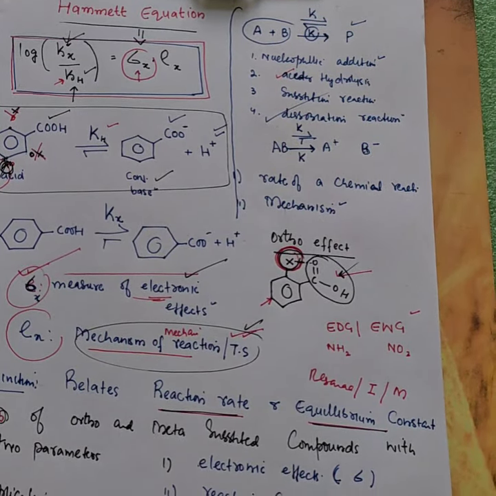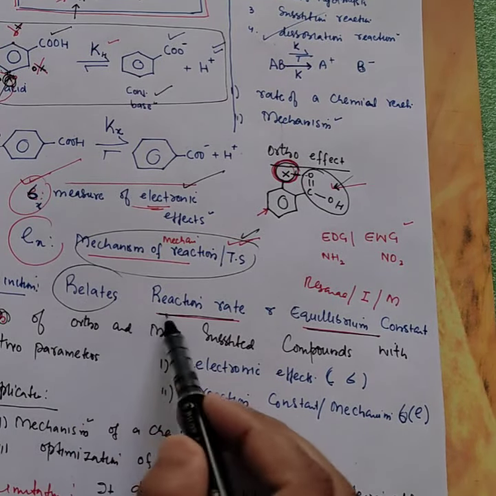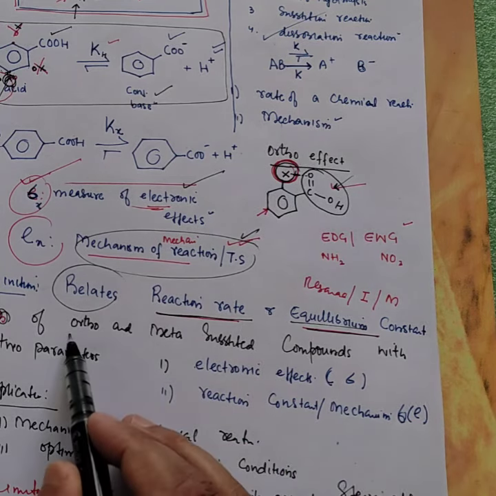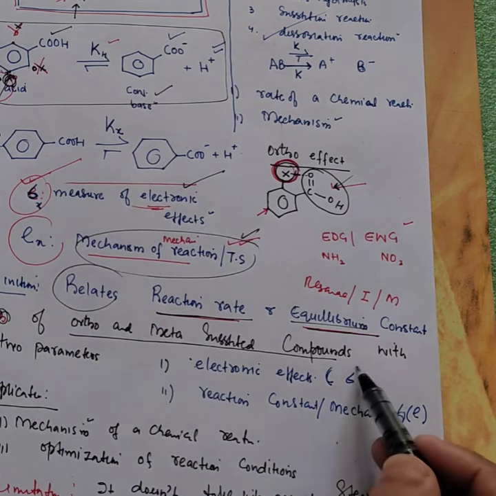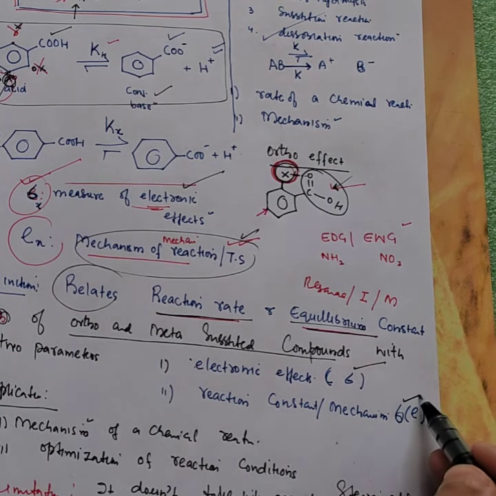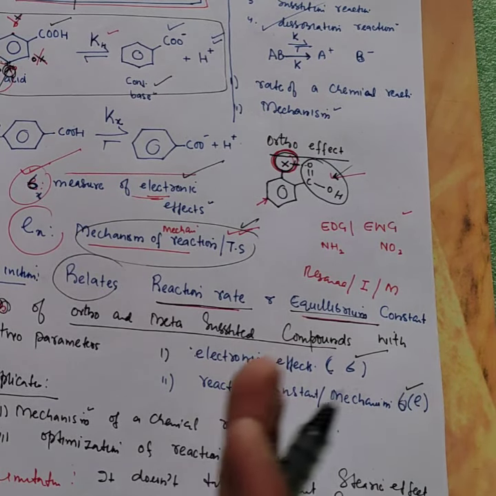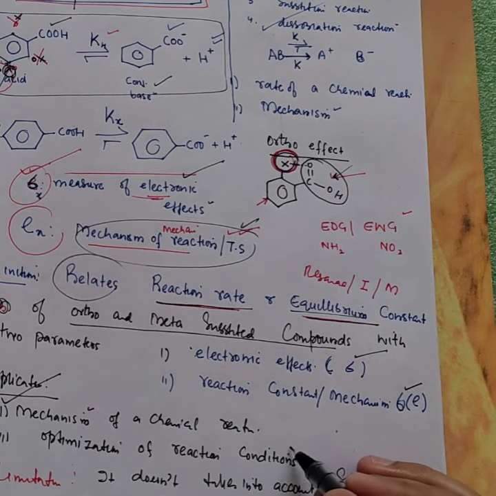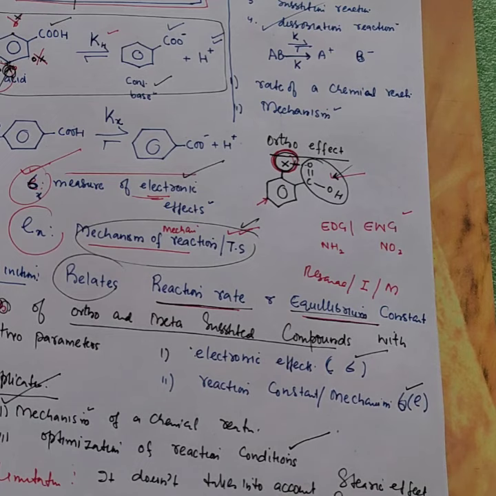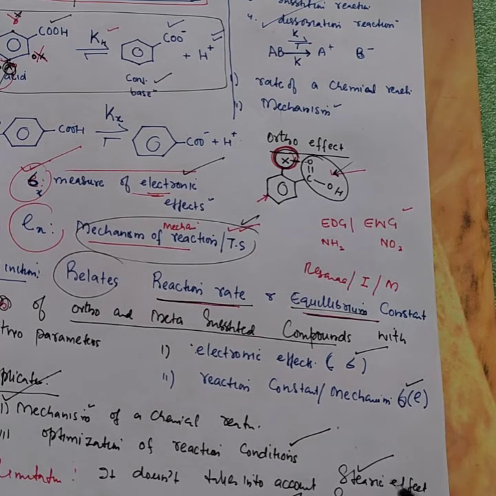If you want the definition, it's an equation that relates the reaction rate and equilibrium constant of meta and para substituted compounds with two parameters: number 1 with sigma, and it relates them with the rho. So what is the application? With the help of the Hammett equation, we can know the mechanism of a chemical reaction, number 1. Number 2, it helps us to know the optimization conditions, how we can optimize a chemical reaction. A limitation: it doesn't take into account the steric effect of the substituents.